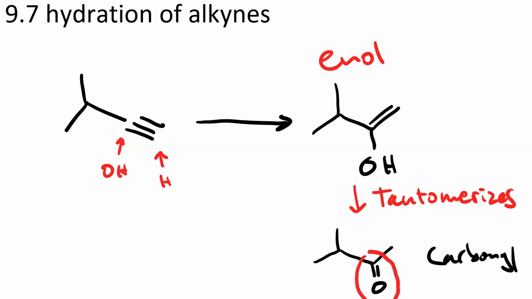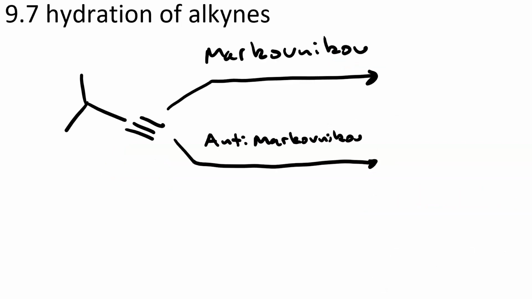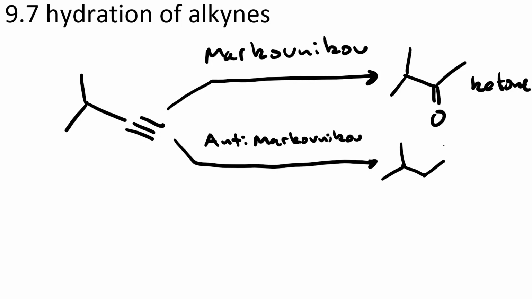The CO double bond is so much stronger than the CC double bond that the carbonyl is favored over the CC double bond. Thus, the end result of a Markovnikov hydration of an alkyne is a ketone, and of anti-Markovnikov hydration, an aldehyde. Let's look at some details.